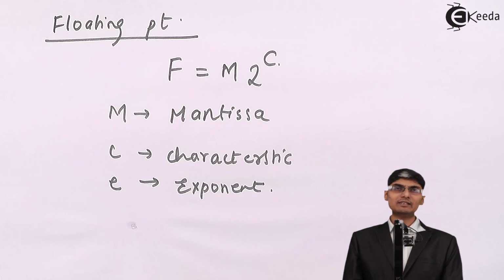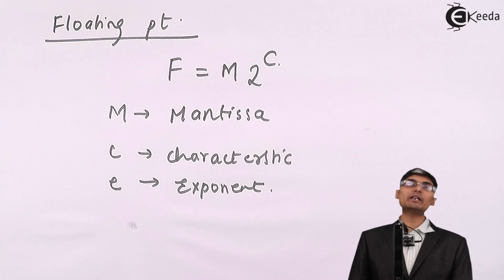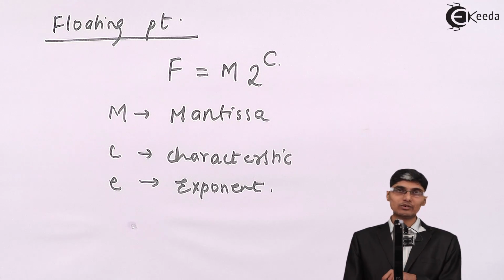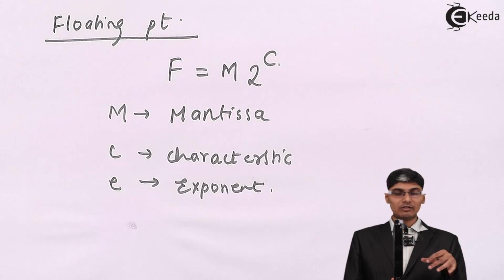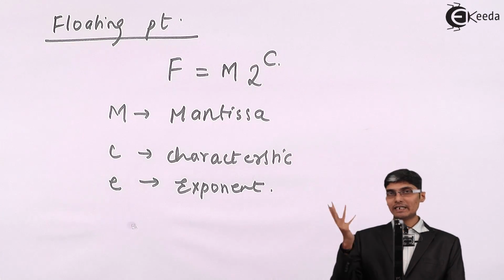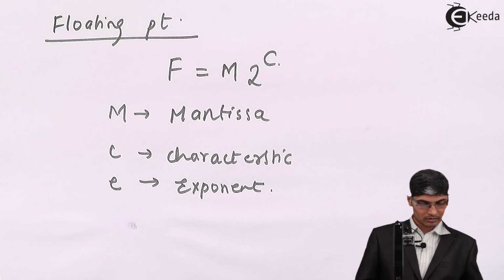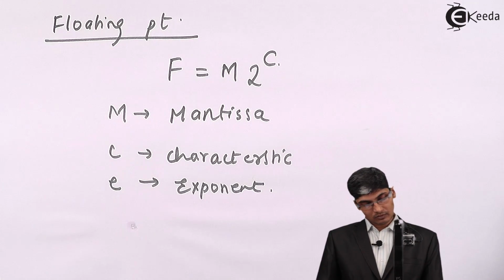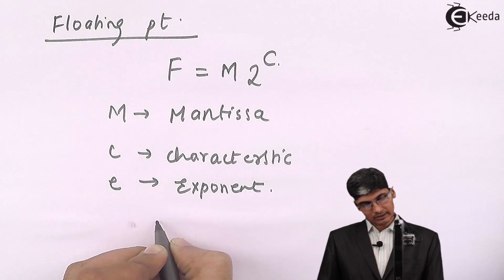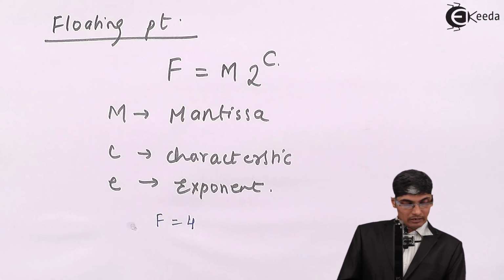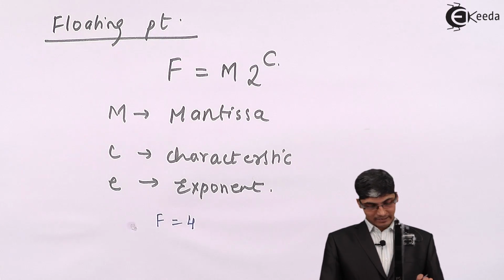Okay, like for example, we can write 10 as 1 into 10 raised to 0. We can write 100 as 1 into 10 raised to 2. In the same way, now I will have a mantissa, which again I will represent in fractions, and we will have a characteristic. For example, let me take an example. I have a number 4. Okay, my f is equal to, let's say, 4. How can I split this 4 into characteristic and mantissa?